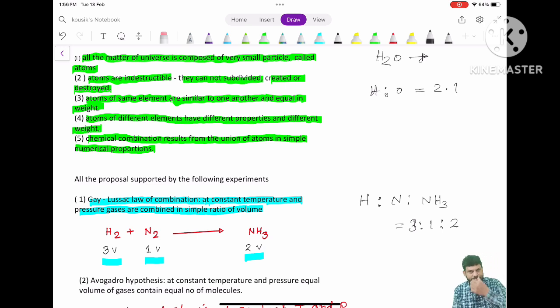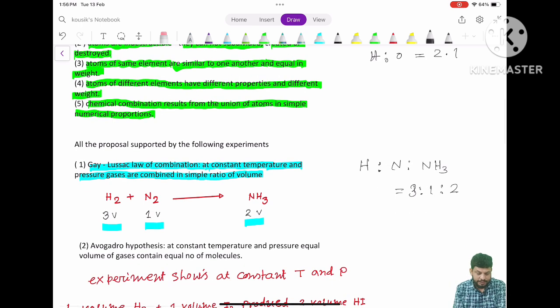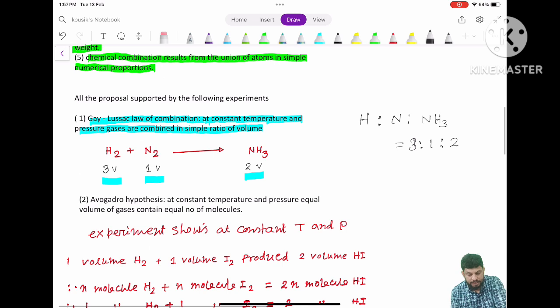This hypothesis is supported by this experimental fact. And the next hypothesis, we all know, is Avogadro's hypothesis: at constant temperature and pressure, equal volumes of gases contain an equal number of molecules. Let's see how this hypothesis, combined with experimental fact, supports Dalton's atomic theory, more specifically point number 5.